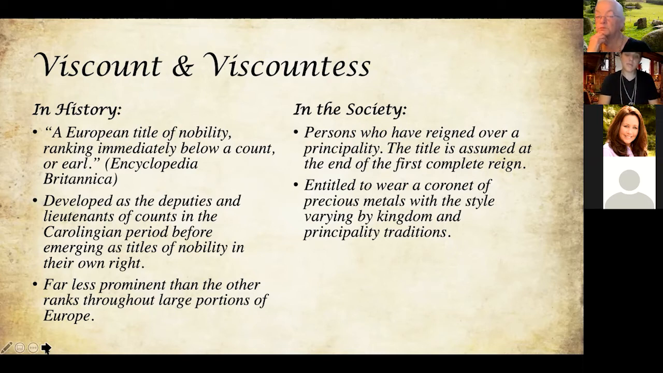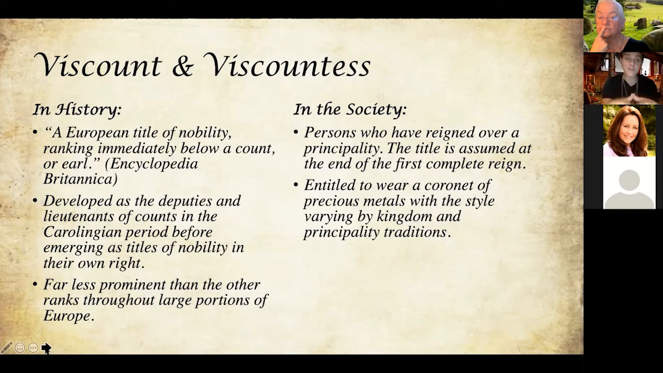And like the counties and the duchies, the second your reign comes to an end, this title is yours, and no one can take that away without a major reason to do so, and no one can deny you it for the service you've done.